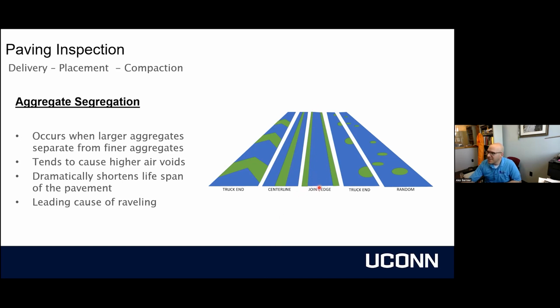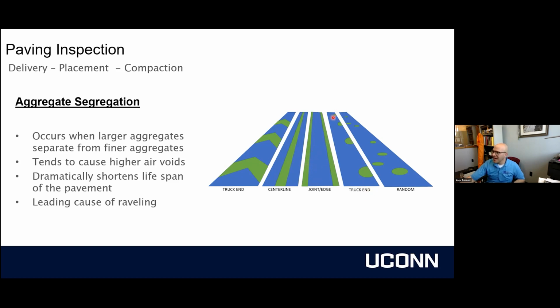Now, this joint edge segregation is going to occur when you don't have the proper setup on your paver with the wings of the screed. So if they're extended without the auger also getting an extension, you're likely to be casting large stones out and you're going to be getting segregation there. Anytime you get segregation, you're getting differential compaction. So this is going to be low density compared to the blue parts. Again, out here, the green is going to be low density compared to the blue parts.